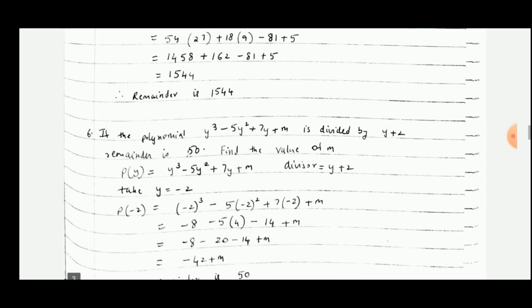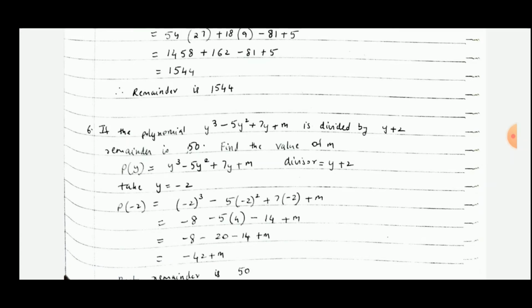Now the sixth sum is, if the polynomial is divided by y plus 2, the remainder is 50. Then find the value of m. Now the polynomial p is given by y cube minus 5y square plus 7y plus m. So the divisor is y plus 2. So take y is equal to minus 2.